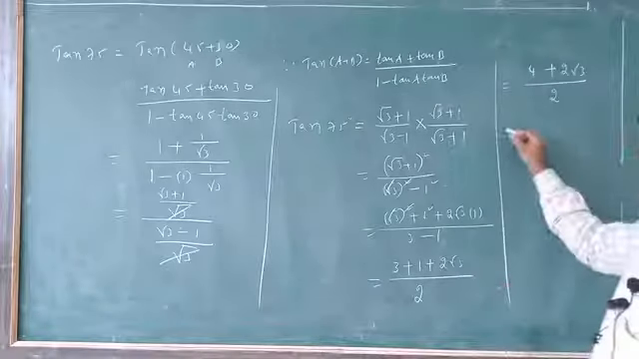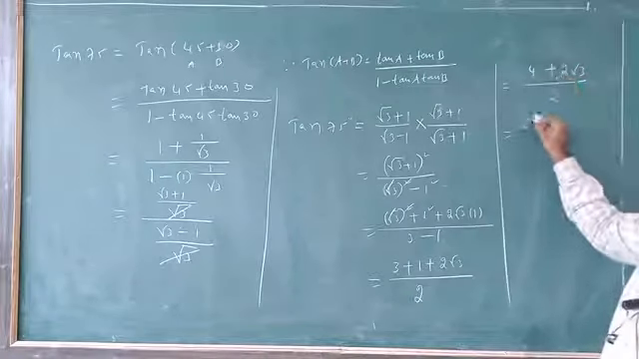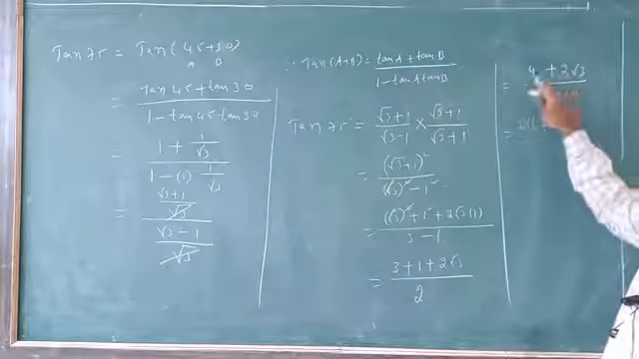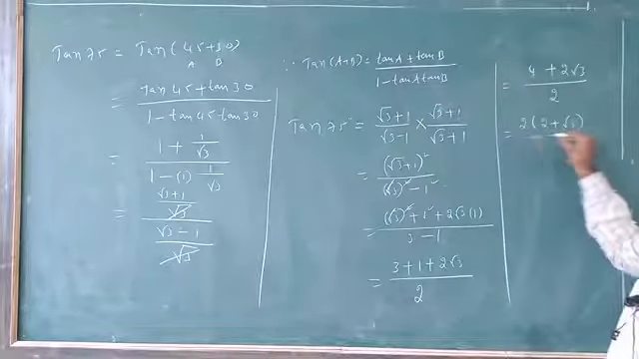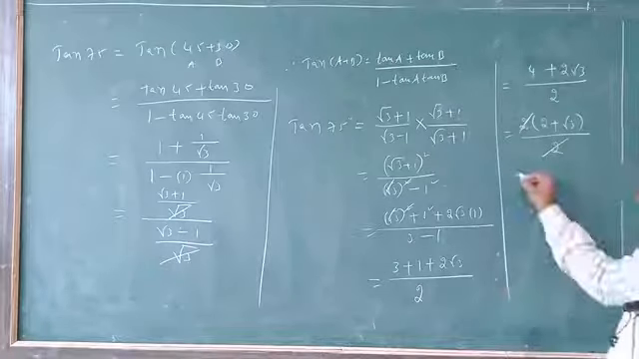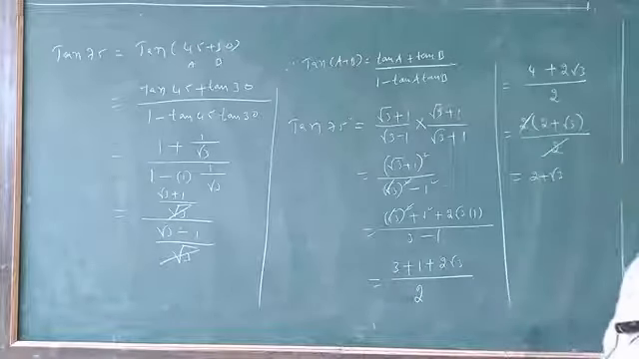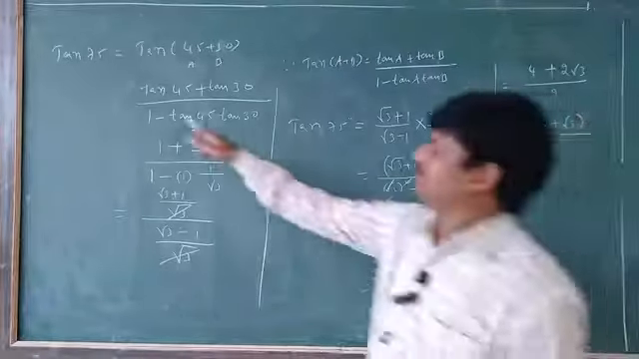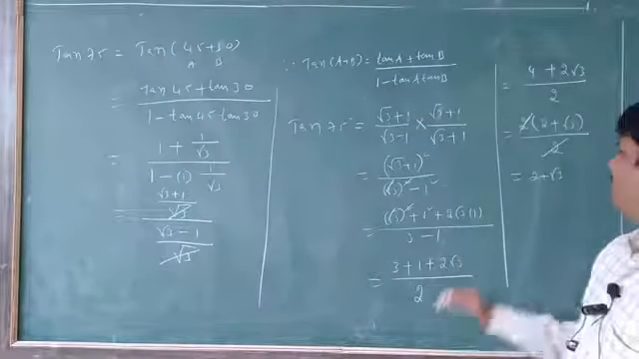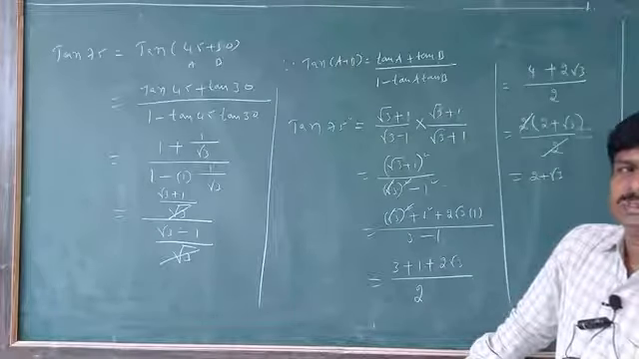Okay. Next, 4 is there, 2 is there. From these two terms, you can take out common 2. Take common 2. Then here what will be 2 plus 2, and take common here, root 3 will be there, by 2. 2 getting cancelled. Then what is that one? 2 plus root 3. That 2 plus root 3 means what is the value? Tan 75 value, 2 plus root 3.